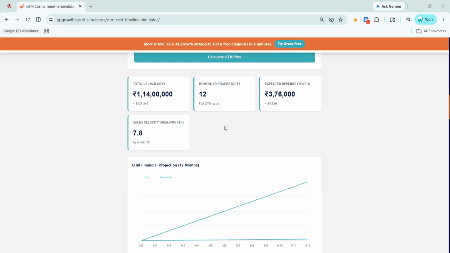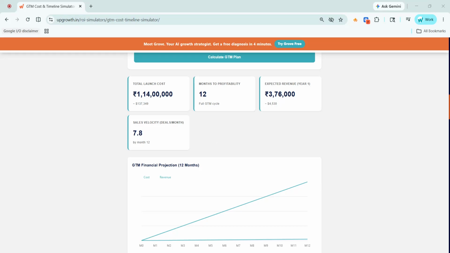And here is what the output shows. Total launch cost over 12 months is around 1 crore 14 lakh rupees, your full team burn for the year. And months to profitability reads 12. The card matches your timeline rather than calculating an actual break-even month. So read it as a cycle window, not the moment your bank balance turns positive.